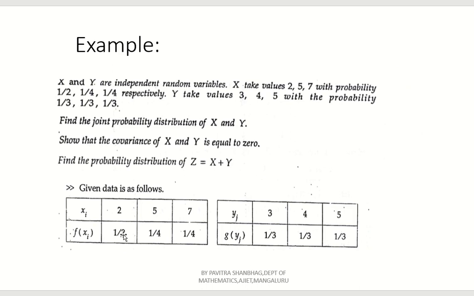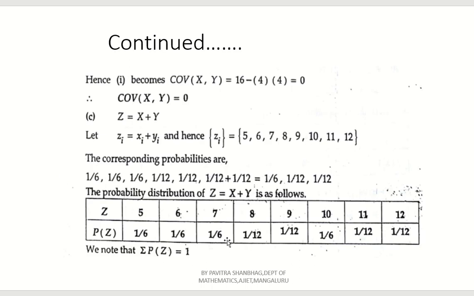See, 1 by 2 plus 1 by 3, similarly 1 by 2 plus 1 by 3, 1 by 2 plus 1 by 3. Same here, 1 by 4 plus 1 by 3, 1 by 4 plus 1 by 3, 1 by 4 plus 1 by 3. Even next also same. 1 by 2 plus 1 by 3, what is the LCM? 6 is the LCM. Now simplify, you will get 1 by 6, 1 by 6, 1 by 6. Similarly for this, 1 by 12, 1 by 12.